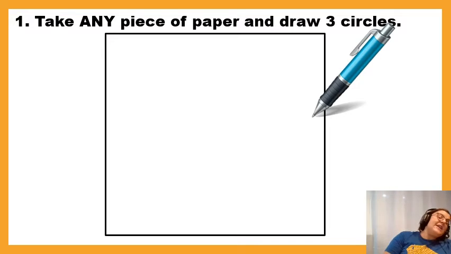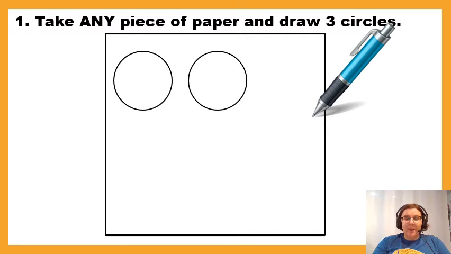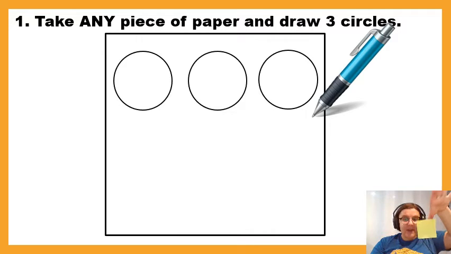You're going to take any sheet of paper at your home, and I really mean any sheet of paper. Could be lined, could be graph paper, could be paper that you reuse, as long as it's clean on one side. And you're going to draw 3 circles on that sheet of paper. 1, 2, 3. And you don't want to make them too big. You don't want to make them too small. I would say maybe the size of the Post-it note that I have. Okay, so that would fit in here.